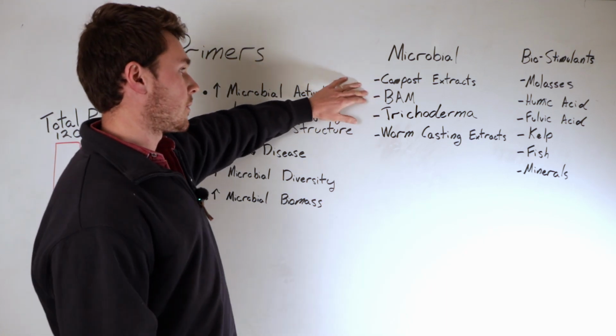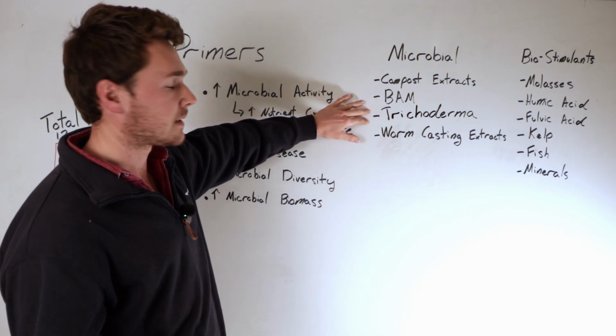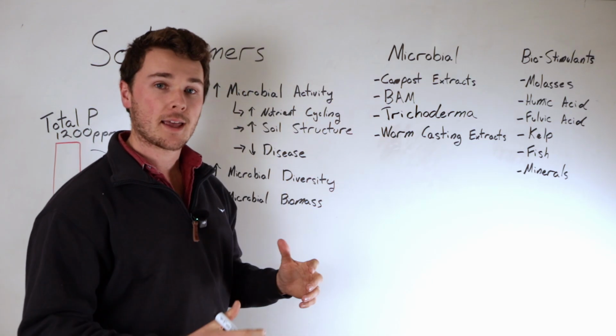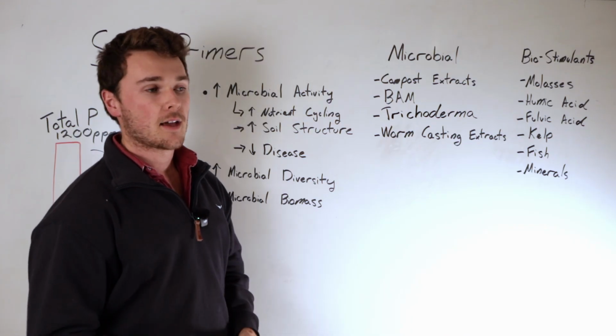So that's a really interesting one to use. Trichoderma, now that's a single species. And I'm pointing that out specifically because it might not be a bad idea if you're going to use a soil primer as a stubble digester. So that's another way of using it.